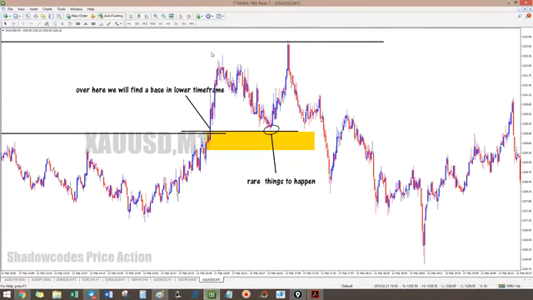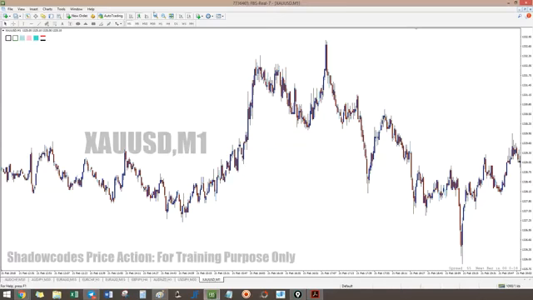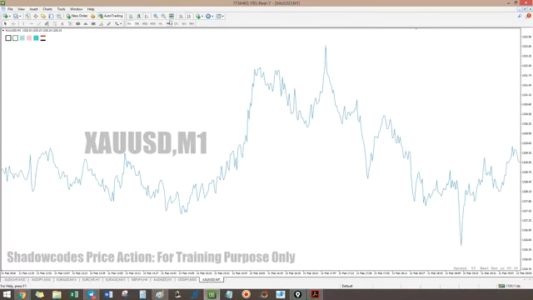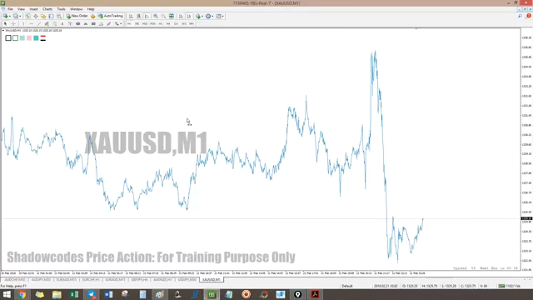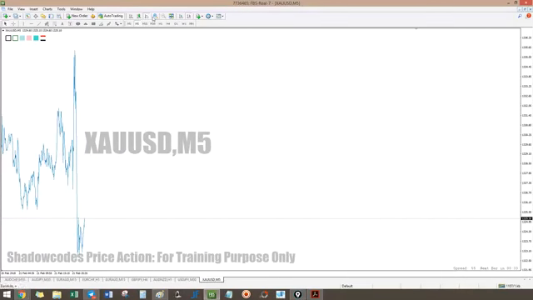All right, so how to find a high liquidity zone in the chart? I think we can get an example from here. First you change to line chart. You need to go to a higher time frame.